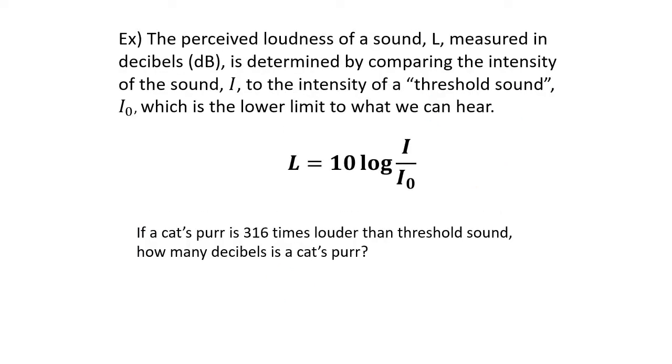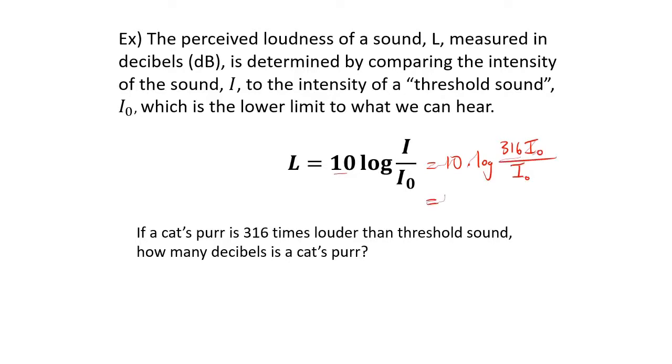Similar math here for decibels. If a cat's purr is 316 times louder than the threshold sound, which is the lower limit of what we can hear in perceived loudness, then it's the same thing: 10 times the log. This 10 is a little different because the Richter scale goes up by 1 each time, while each level of decibels goes up by 10. So 10 times the log of 316 I naught, since it's 316 times louder than the threshold sound.